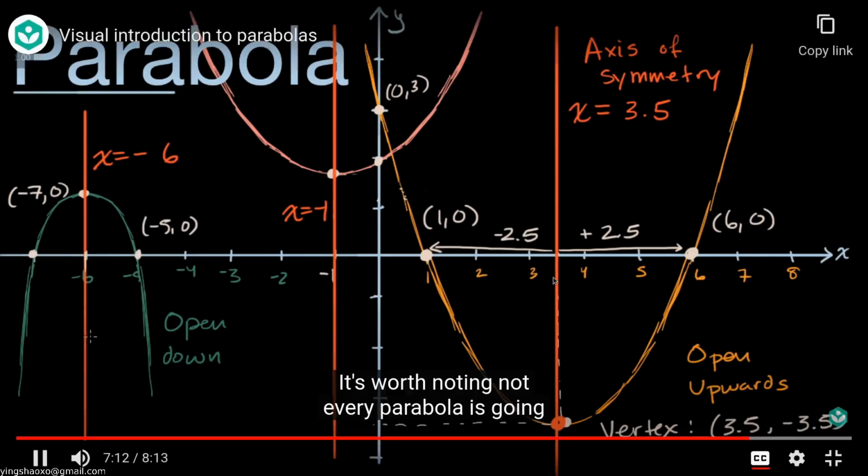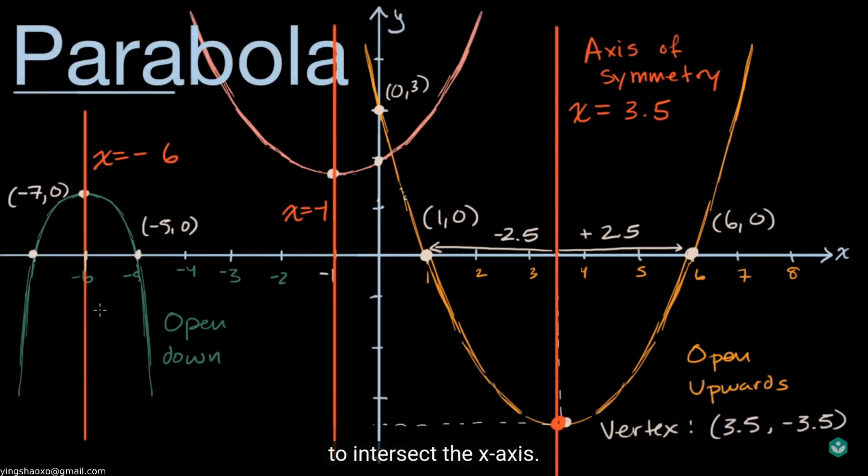Now, it's worth noting, not every parabola is going to intersect the x-axis. Notice this pink upward opening parabola, its low point is above the x-axis. So it's never going to intersect the x-axis. So this is actually not going to have any x-intercepts.